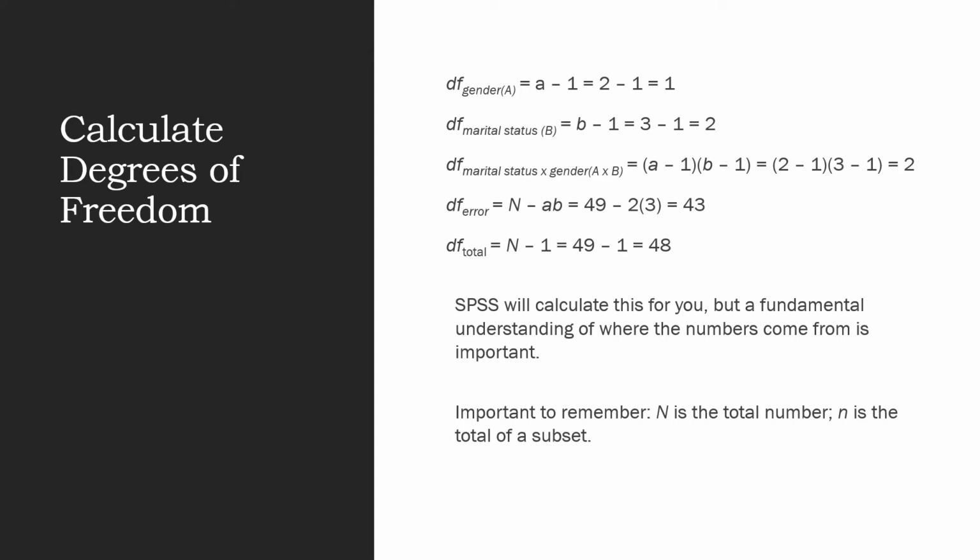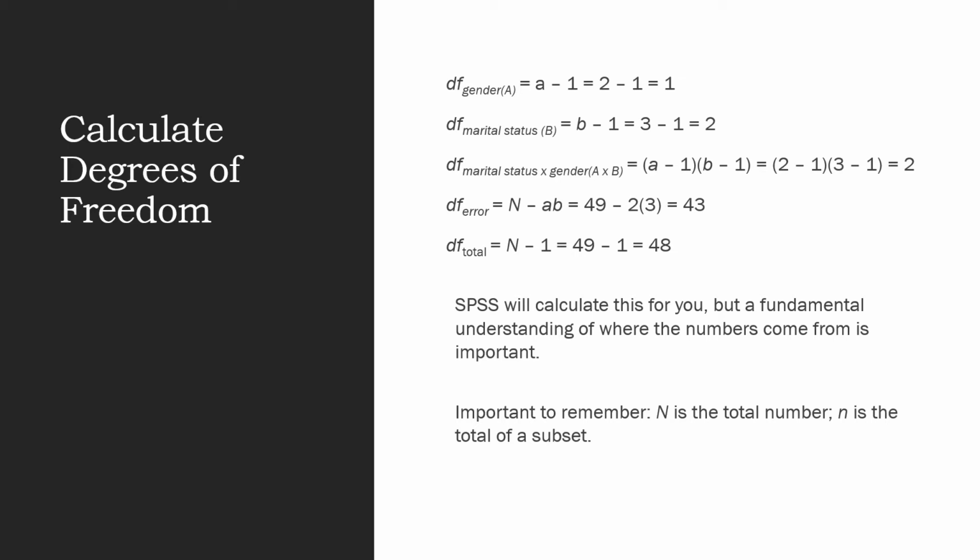For marital status, we have 3 levels: single, married, divorced. So for b, we would input 3, and 3 minus 1 is 2. For our DF of marital status times gender, we have (a minus 1) times (b minus 1), and that equals 2.